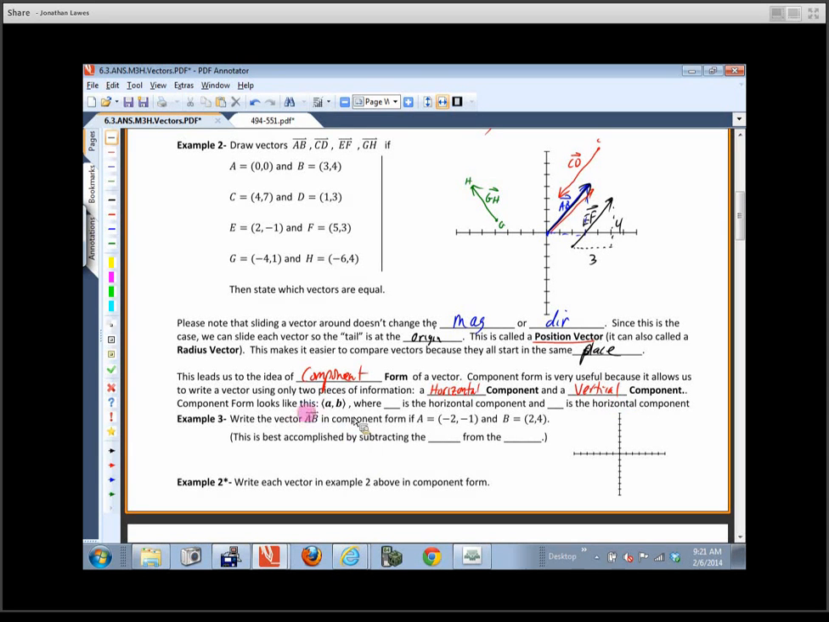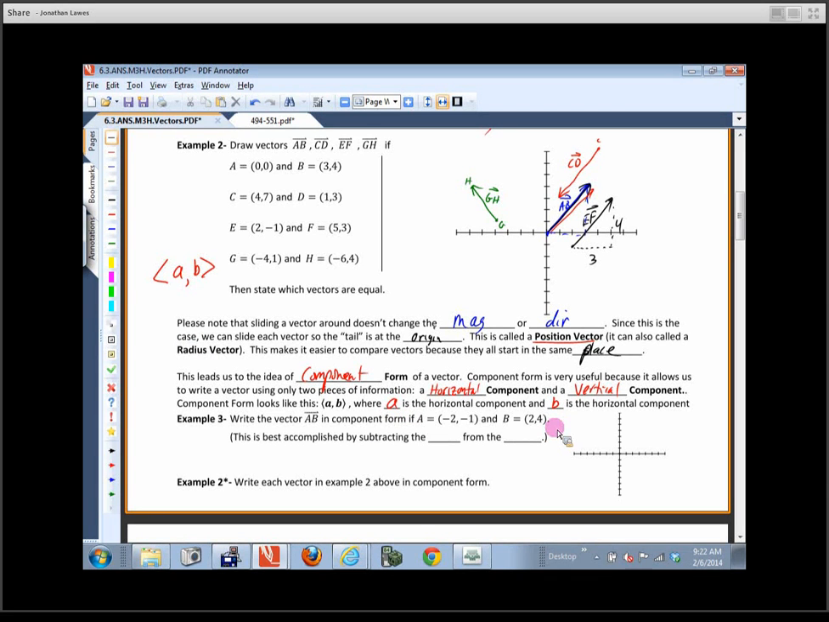So component form looks like this. I know we're working on the XY plane, or it looks like we are. Instead of using X's and Y's, we change letters and we call them A and B. And instead of using round brackets or parentheses, we use these angle brackets. So I'd have an angle bracket A, comma B, angle bracket. And A is the horizontal component and B is the vertical component.